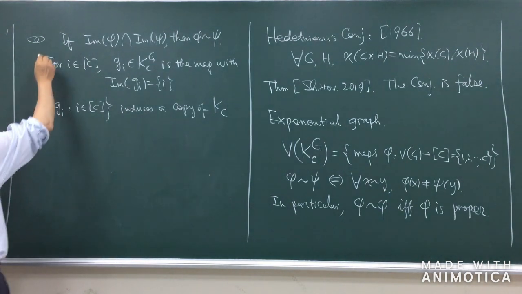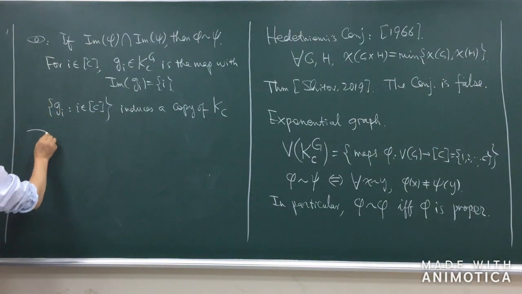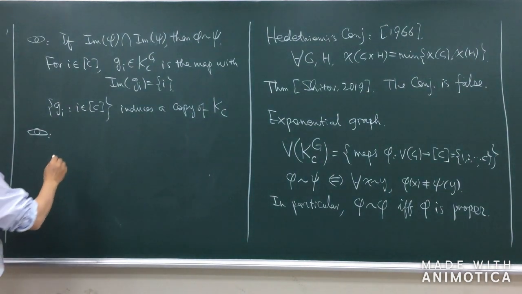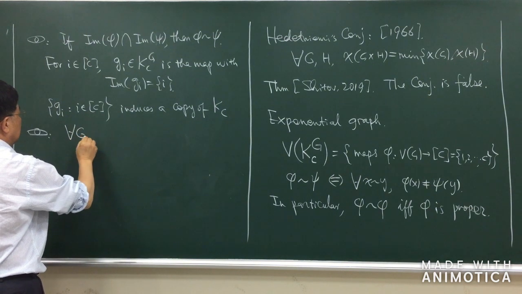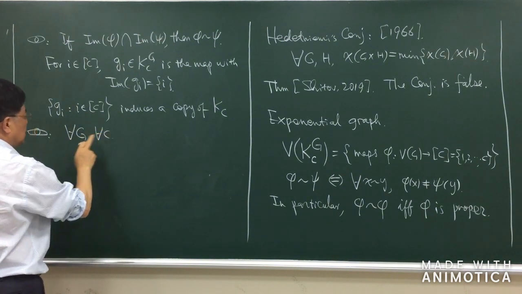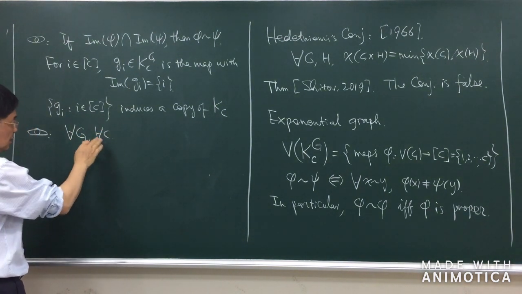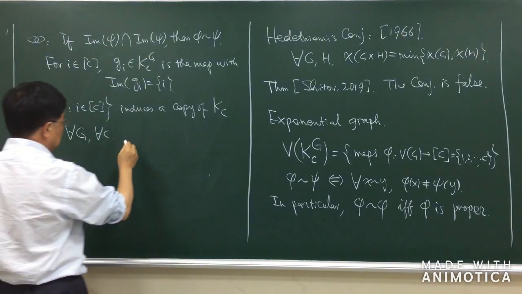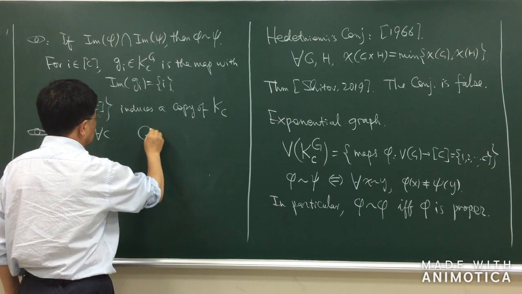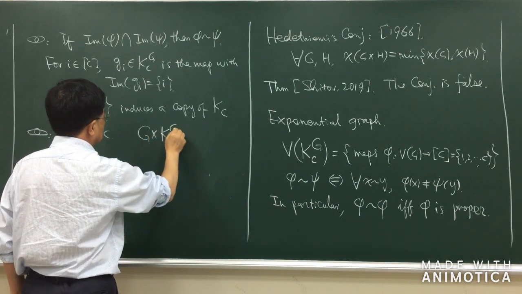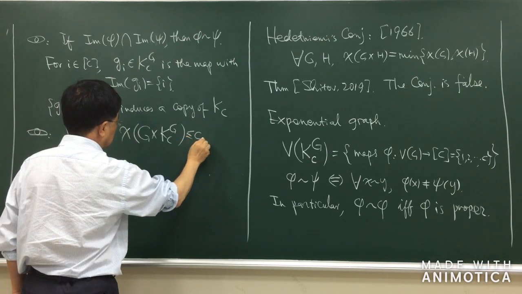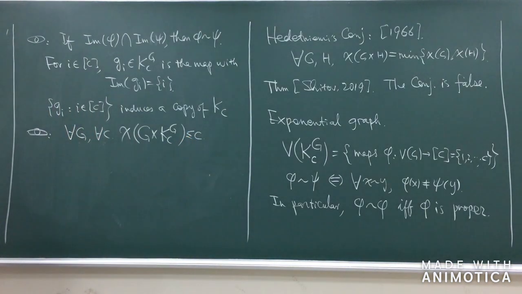Another important observation: for every graph G, any color, any integer c, the product graph G times K_c^G has chromatic number at most c. That's a simple proof.